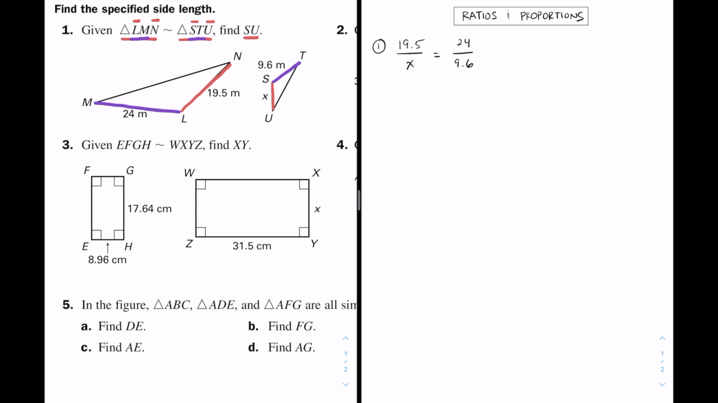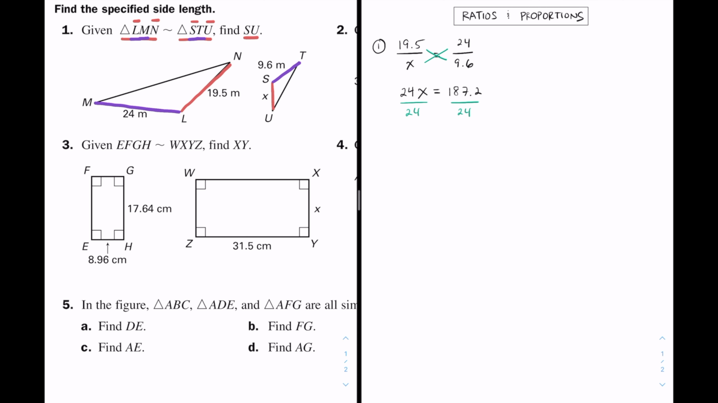Now, if you're solving these types of problems, there's many ways to go about solving these proportions and equivalent ratios, but for this video, I'm going to just go ahead and use cross products. Remember that if two ratios are equivalent to each other, if you multiply their cross products or the diagonals, we should get equivalent expressions. So 24 times x is just going to be 24x, and on the right side, 19.5 multiplied by the 9.6, that's going to equal 187.2.